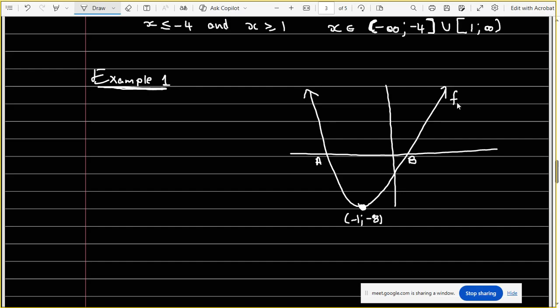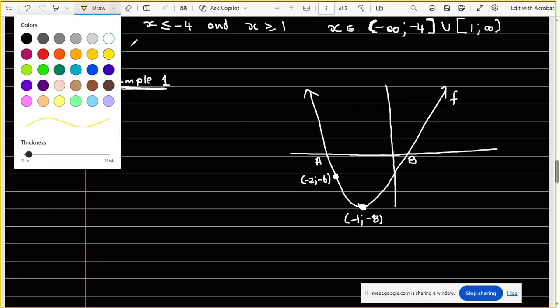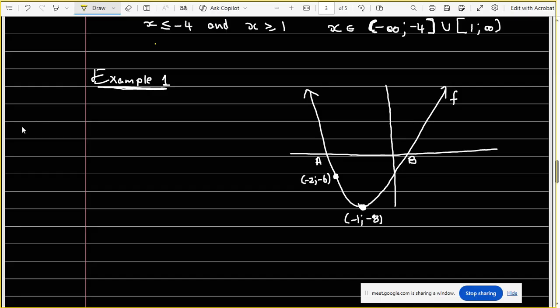First thing first, let me give you one other point. This point here is minus 2 and minus 6. So let's say this point is negative 2 and negative 6. Let's answer the following questions. The first question, number 1: let's find the equation of f at x.